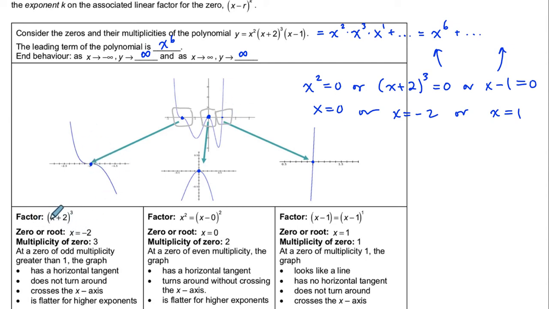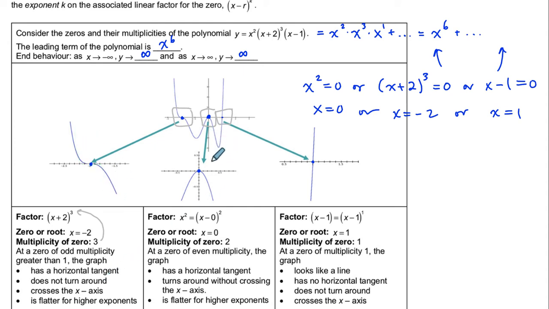And so here in the case of this factor, this root, with the multiplicity of 3, which is coming from the exponent, we see that at a zero, or x-intercept, of odd multiplicity that is more than 1, so the multiplicity here is 3, it's odd and it's more than 1, the graph has a horizontal tangent. It flattens out here and looks like a horizontal line if we zoom in. The graph does not turn around. The graph crosses the x-axis, and the graph is flatter for higher exponents. So if this were an exponent of 5, we would have a more exaggerated flattening out of the curve.